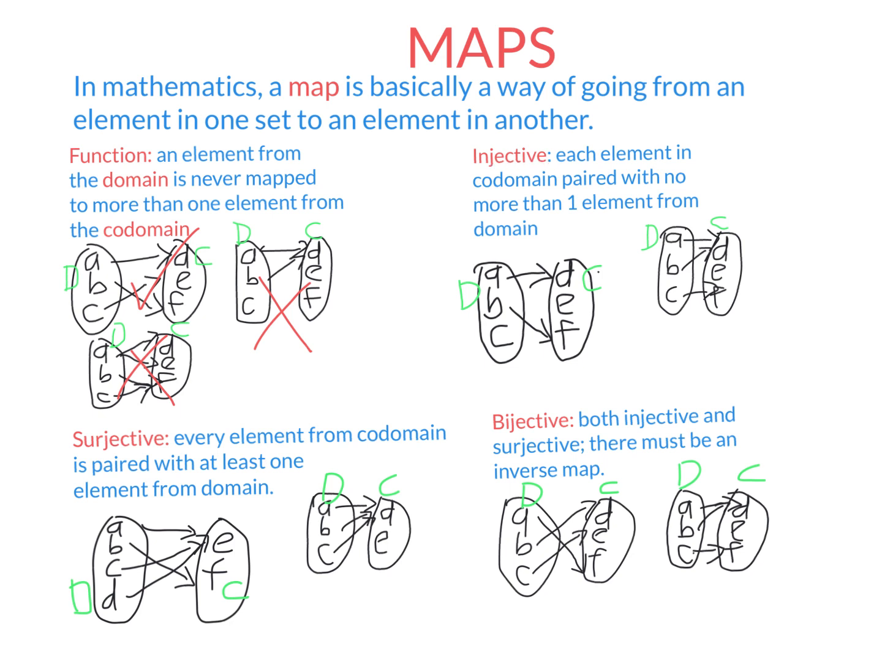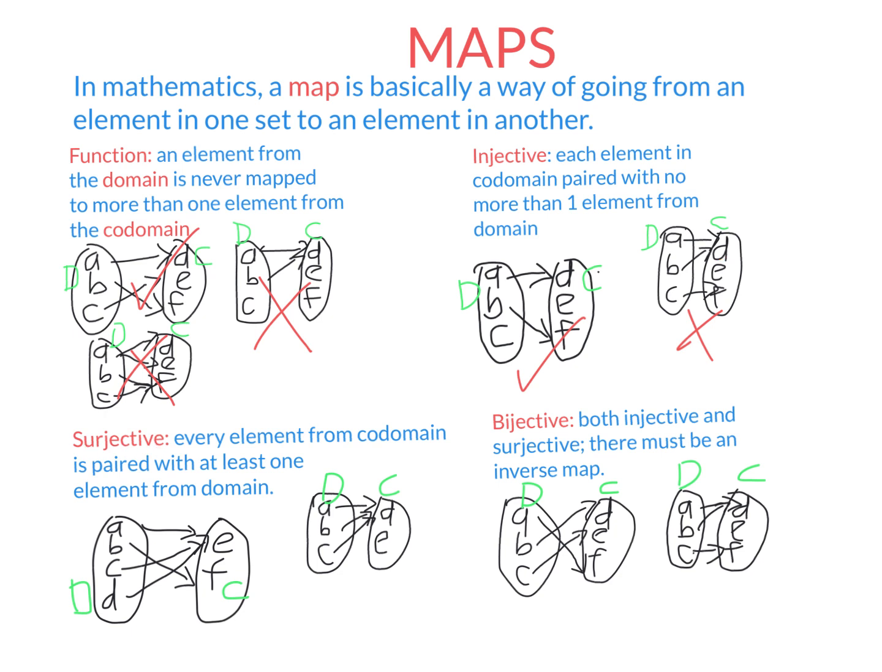A map is said to be injective or one-to-one if each element in the codomain is paired with no more than one element from the domain. So this map here is injective, or one-to-one, because each element in the codomain is not paired with more than one element. We don't have a situation where an element here is coming from two different elements. This map here is not injective. The reason is because D is mapped to by two different elements in the domain. So that's why it's not injective.